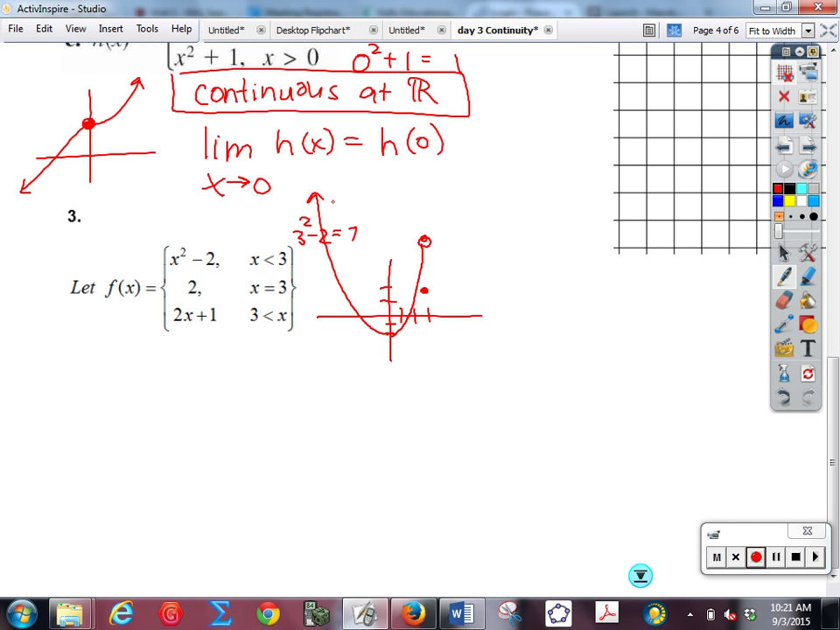Let's just double check what this was just for fun. If I plug in 3 right here, then I get 7. So right here, it looks like that. So this is one of those that has just the one point that's off. If I could redefine this and make that be 7, then it would be continuous.